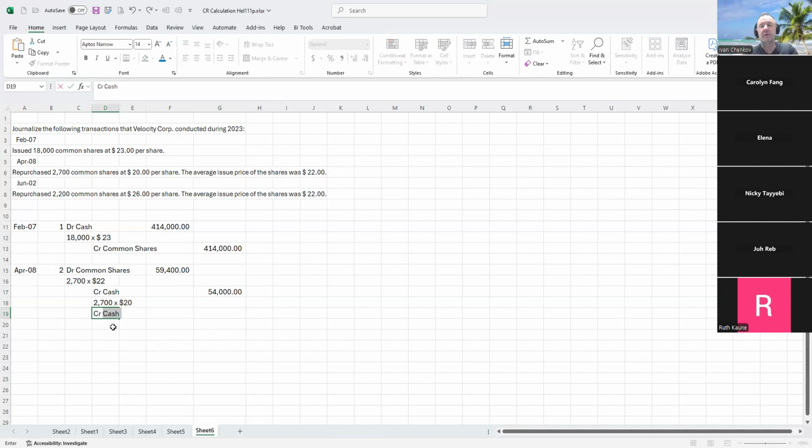Which account are we gonna create? Contributed surplus, share repurchase, common shares. How much? The difference, right? And we did. Next transaction.